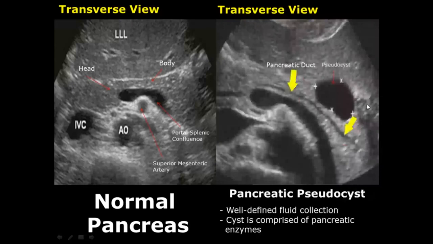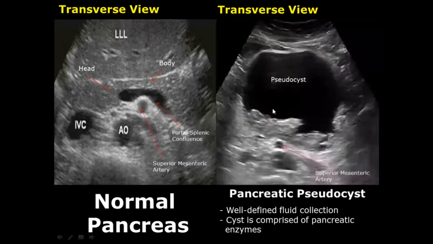A pancreatic pseudocyst can occur after a pancreatic injury or after acute pancreatitis, and the cyst will contain pancreatic enzymes and it will arise from the pancreas. Here you can see it is connected to the pancreas. So most of these appearances are pseudocysts.